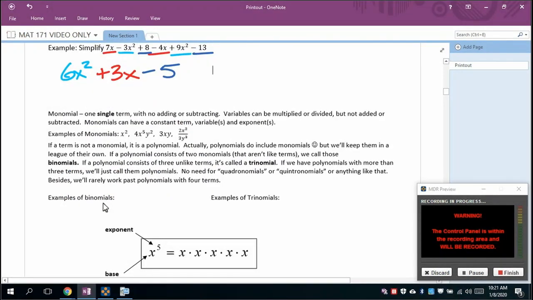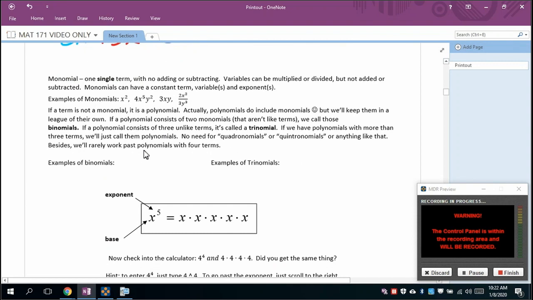We can multiply and divide variables, but not add or subtract. Otherwise, that gets into polynomials, not monomials. So that's what we would get into in that event.